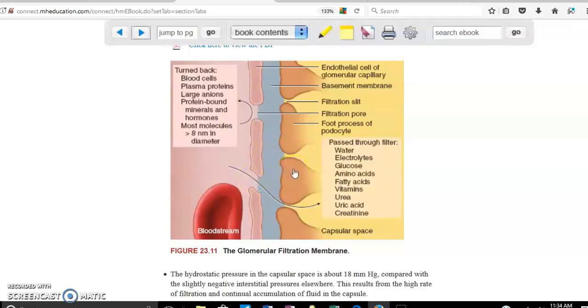So everything that is going to get filtered from your blood into your tubes, where the urine is going to be located, must go through these spaces, through the basement membrane, and through these spaces in between the podocytes. The only things that will get filtered are those that can pass through. For example, you have a red blood cell in here. Red blood cells cannot cross this, therefore red blood cells cannot be found in urine.